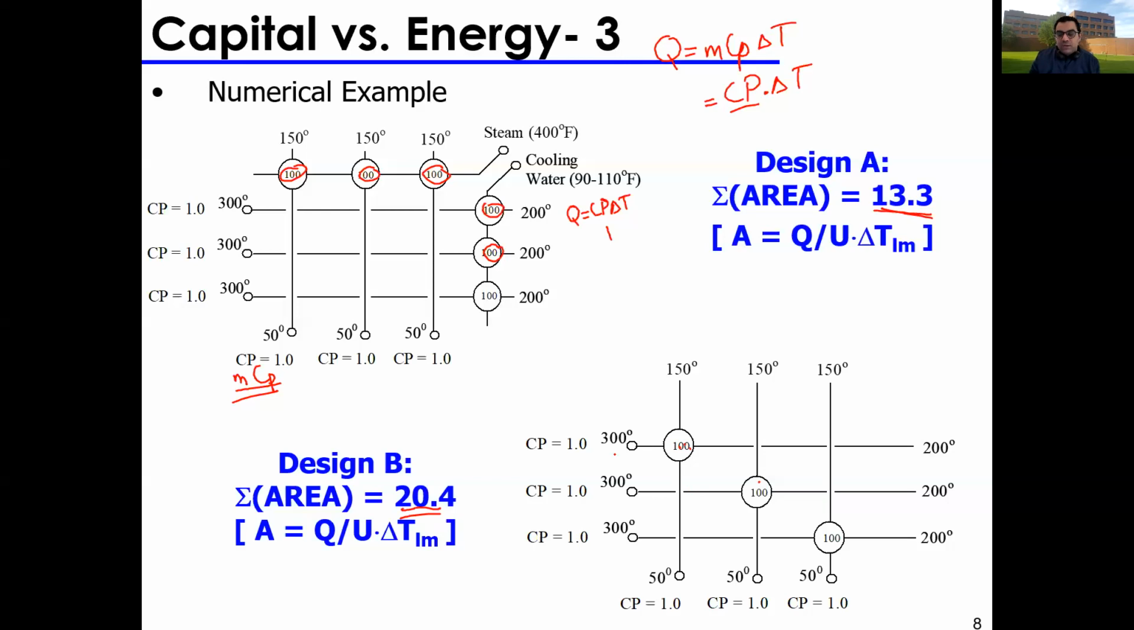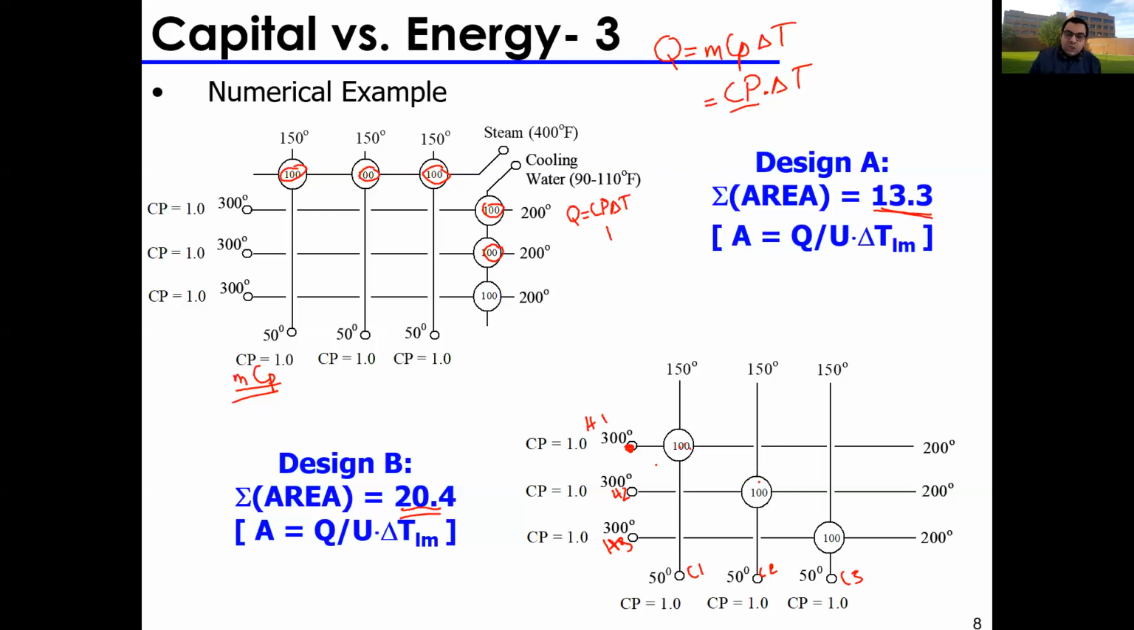What I did here is basically I integrated, let's call this hot stream 1 with cold stream 1, right? I integrated these 2 streams, then I integrated hot stream 2 with cold stream 2, and then I integrated hot stream 3 with cold stream 3, right? So this is a numerical, motivating example, where you can look here and see the design area here is 13.3, and the design area here is 20.4.